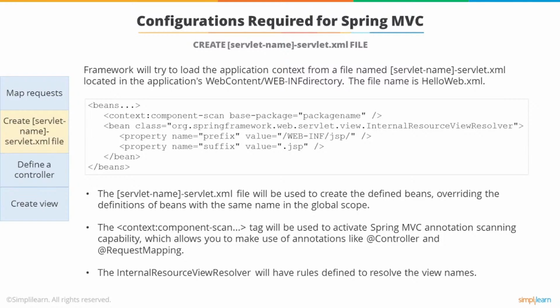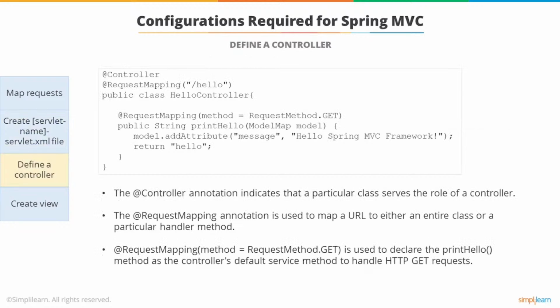Then you create the servlet.xml file. Framework will try to load the application context from a file named servlet-name-servlet.xml located in the application's web content directory. The file name is HelloWeb-servlet.xml. The servlet-name XML file will be used to create the defined beans, overriding the definitions of beans with the same name in the global scope. The component scan tag will be used to activate Spring MVC annotation scanning capability, which allows you to make use of annotations like @Controller and @RequestMapping, and the InternalResourceViewResolver will have rules defined to resolve the view names. We define a controller.